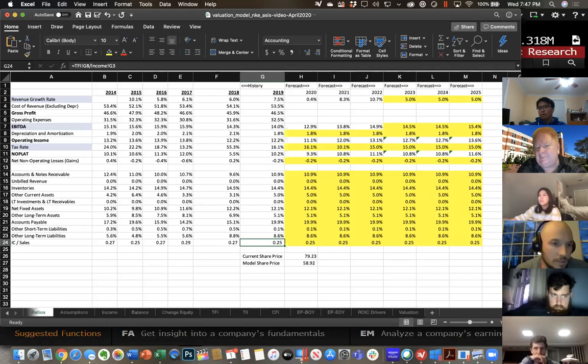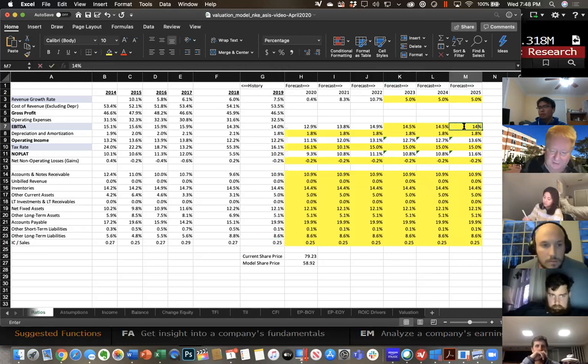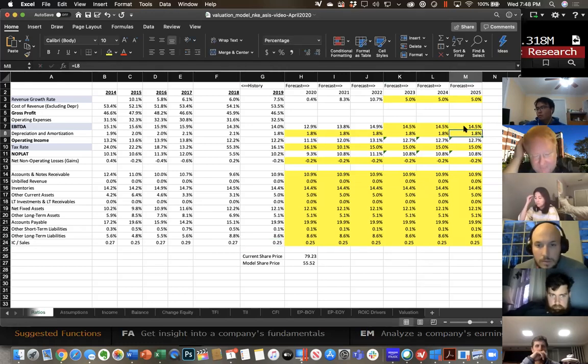Could you change the margin and maybe the tax rate? So what would you change the margin to? I got it at 14.5. Actually 14.5, and then it goes back up to 15.4. Probably should have left it at 14.5. Boom, 55. So what margin would you say?